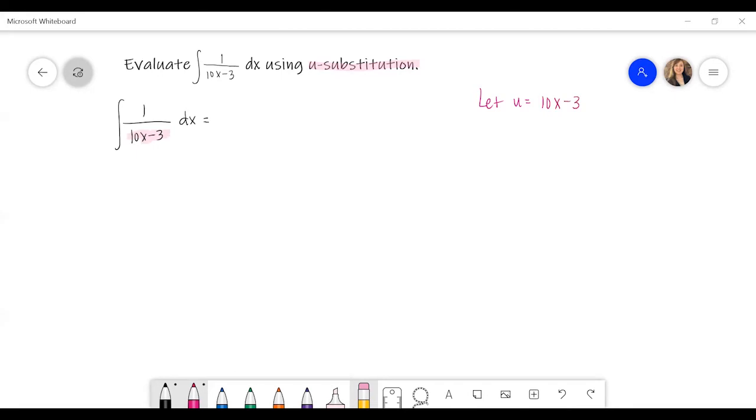Again, I don't want to take the whole thing, because my derivative, du, is not going to be there. It needs to be there. This derivative is 10 dx, or just how we write du is 10 dx. And then I'm going to divide so that du over 10 takes the place of dx. So we make that substitution, we have 1 over u, and then this is going to be du over 10, which I'll move 1/10 out front.